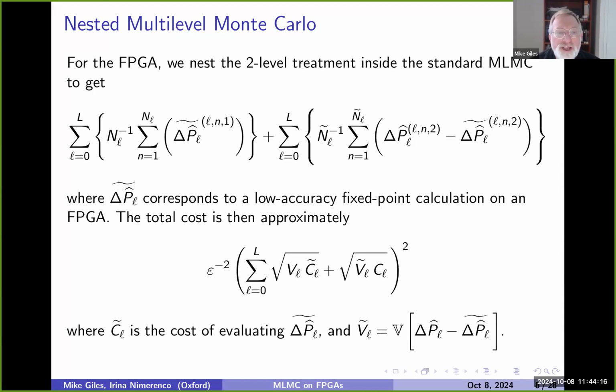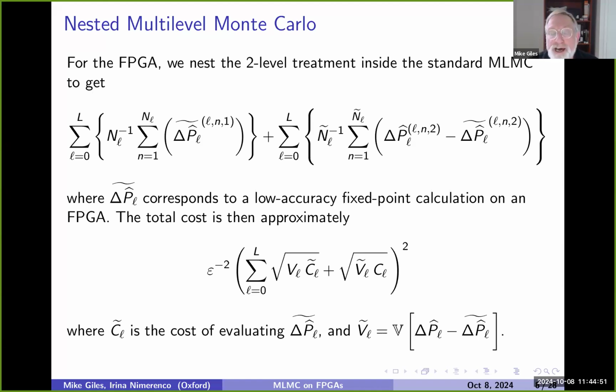So what we have there on the left is NL samples on level L, using a delta P hat with a tilde over the top of it. And that tilde over the top represents the fact that it's approximate, that we're doing it as a low accuracy fixed point calculation on an FPGA, potentially using 8 bits or fewer for all of the variables in the calculation.